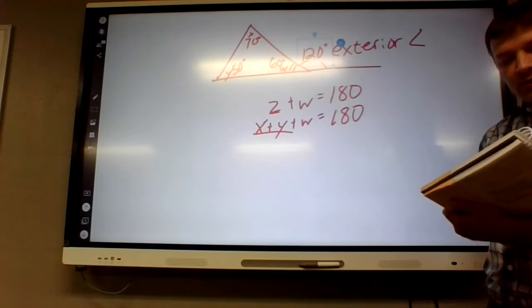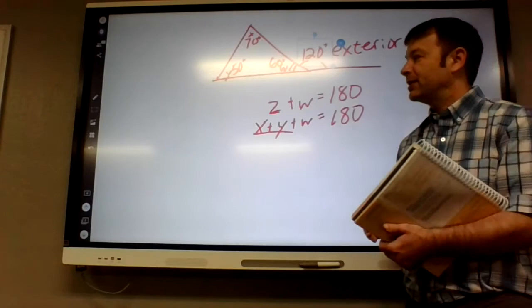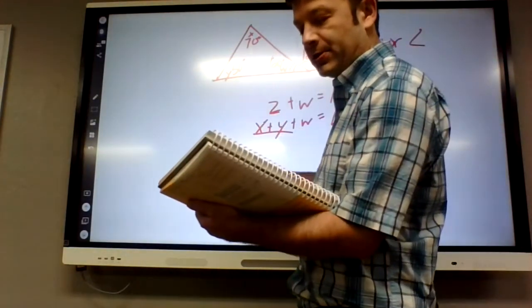Number 1, classify each triangle by angle measure and side length. So 1 through 4, these are going to have 2 answers.